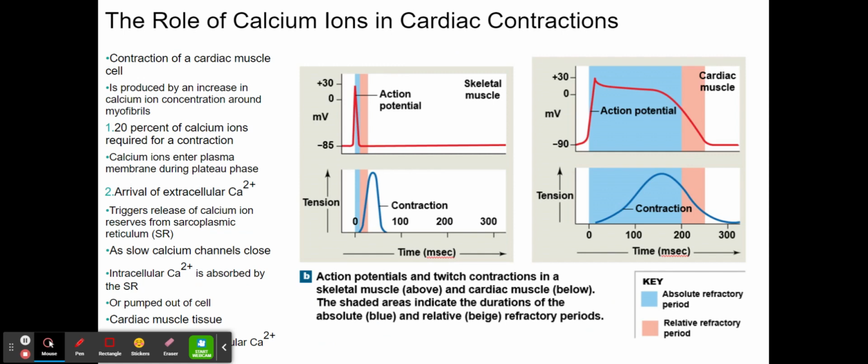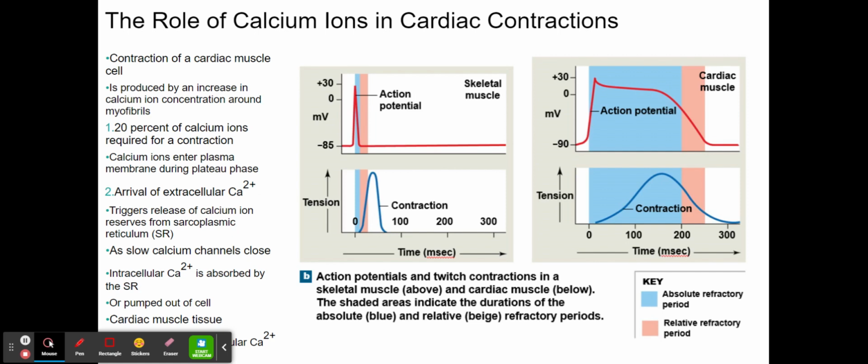The appearance of an action potential in the cardiac muscle plasma membrane produces a contraction by causing an increase in the concentration of calcium around the myofibrils. This process takes place in two steps. 1. Calcium ions crossing the plasma membrane during the plateau phase of the action potential provide roughly 20% of the calcium required for a contraction. 2. The arrival of this extracellular calcium triggers the release of additional calcium from reserves in the sarcoplasmic reticulum. Extracellular calcium ions thus have both direct and indirect effects on cardiac muscle cell contraction. For this reason, cardiac muscle tissue is highly sensitive to changes in the calcium concentration of the extracellular fluid.